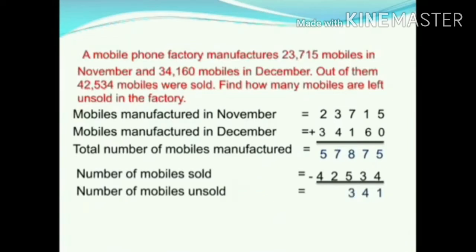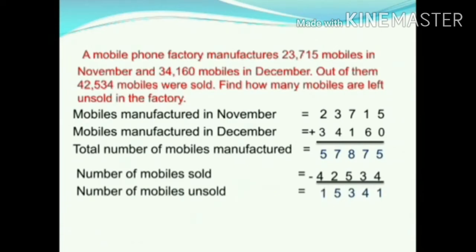Next we should subtract thousands place digits. They are 7 and 2. 7 minus 2 is equal to 5. Write 5 in thousands place. Next we should subtract 10,000s place digits. They are 5 and 4. 5 minus 4 is equal to 1. Write 1 in 10,000s place.